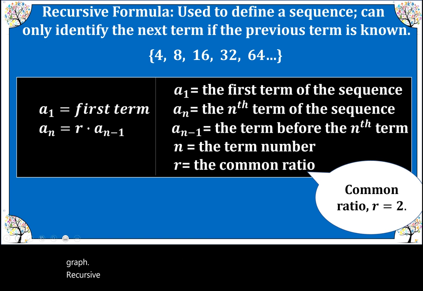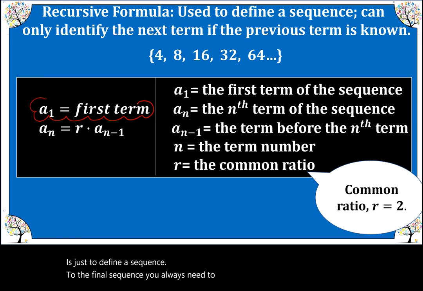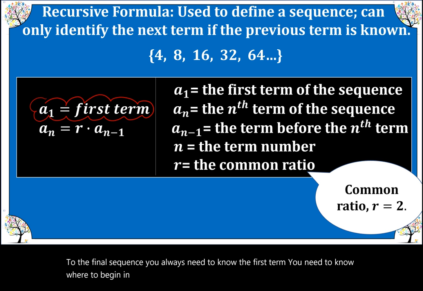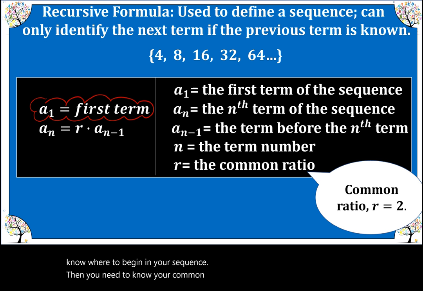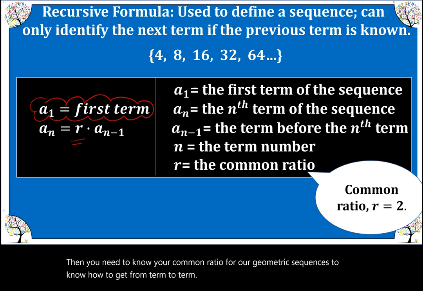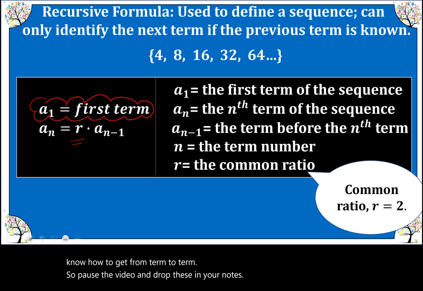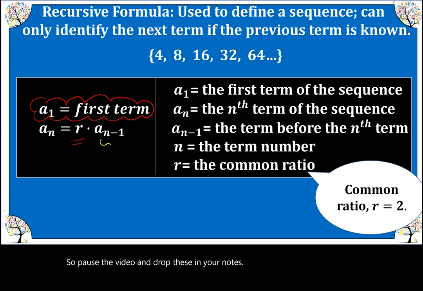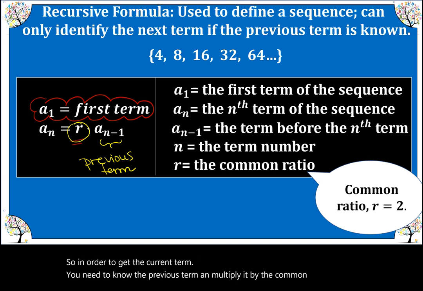Recursive formula or recursive form is just to define a sequence. To define a sequence, you always need to know the first term. You need to know where to begin in your sequence. Then you need to know your common ratio for our geometric sequences to know how to get from term to term. So pause the video and jot these in your notes. Remember, n minus 1 simply means the previous term. So in order to get the current term, you need to know the previous term and multiply it by the common ratio to get the current term you want.